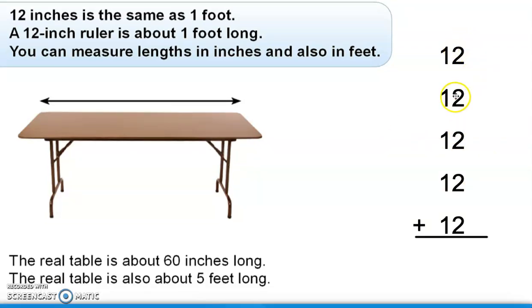So 2 plus 2 is 4, 4 plus 2 is 6, 6 plus 2 is 8, 8 plus 2 is 10. So we would put our 0 right there, and then we would carry the 1, right? So just like how we normally would add. So then we have a 1 up here, 2, 3, 4, 5, and 6. So this would be 60. Okay? So that's how you can find out how many feet long an object is, but also how many inches long an object is. Okay? So we're going to do a little bit more practice with this with some examples.